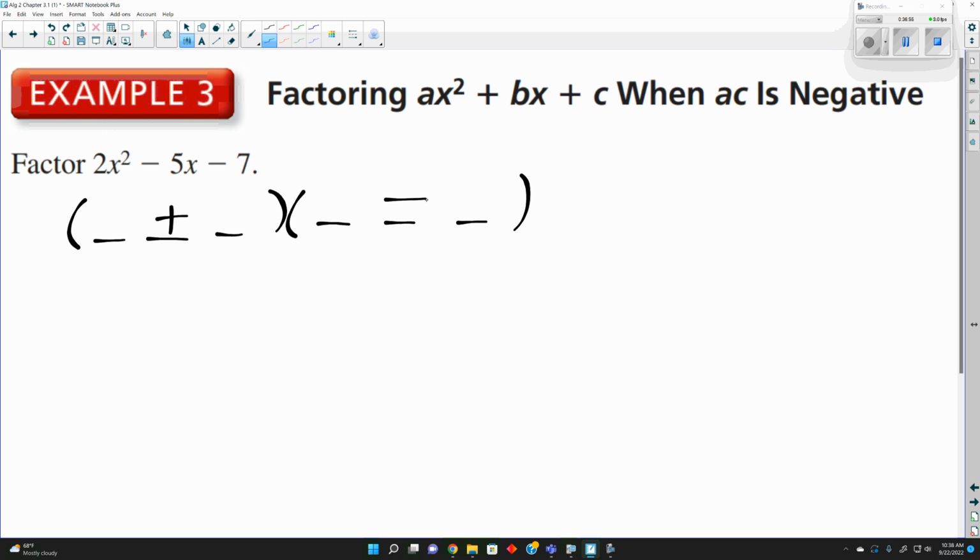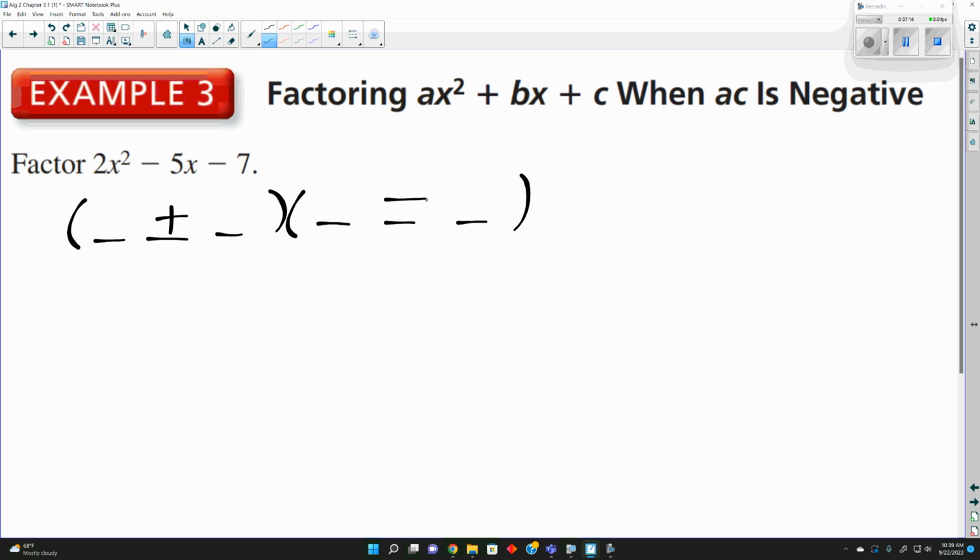So for here, it's what? Negative 5x. So if we set this up and get a middle term of 5x, positive 5x, I can flip the signs, change the first one from being positive to negative, and the second one from negative to positive, and it'll flip it from positive to negative 5x.